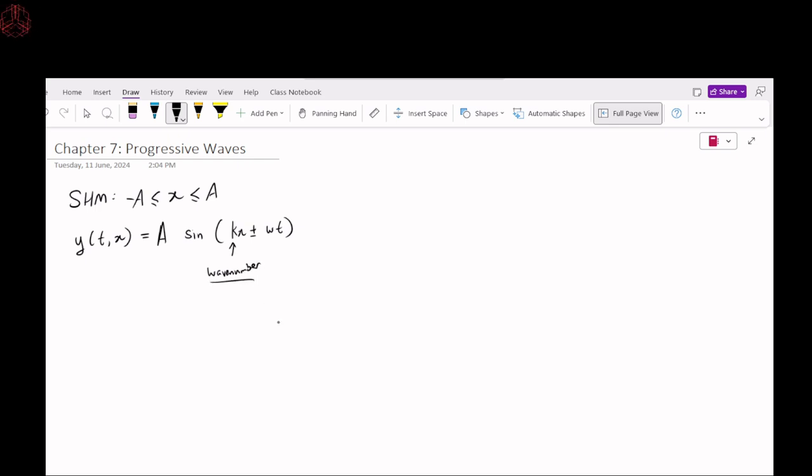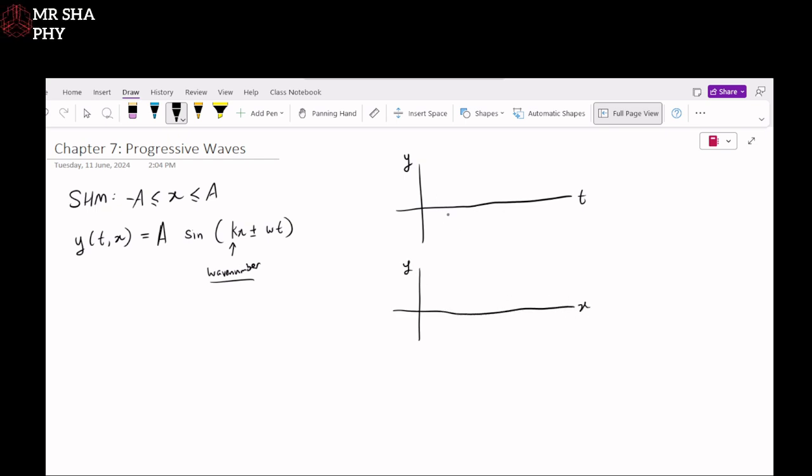Okay, and the key feature for this is actually, if you were to draw a graph of y against t and y against x, okay, now we've seen in simple harmonic motion where if you have something like that, you can take point to point of one wavelength. That is just one wavelength.